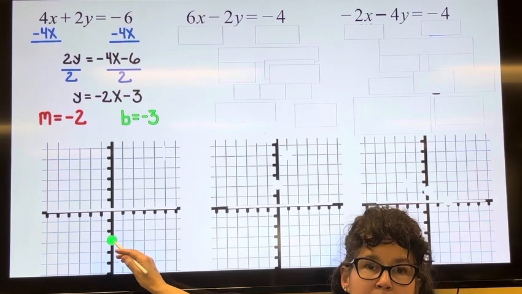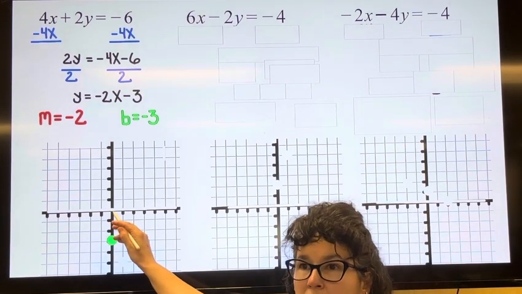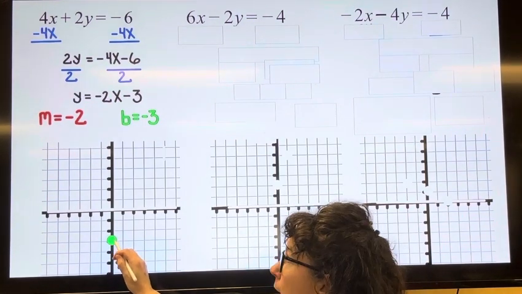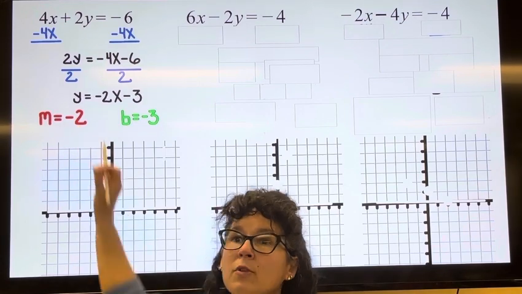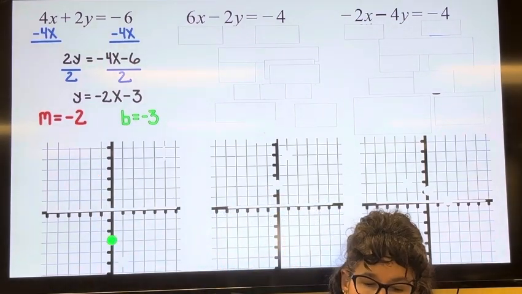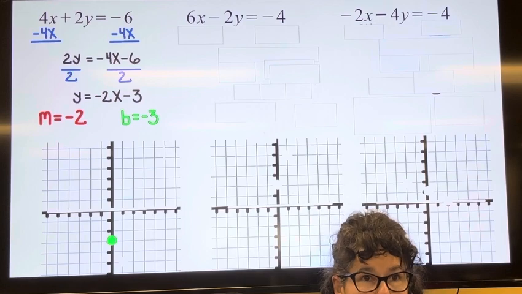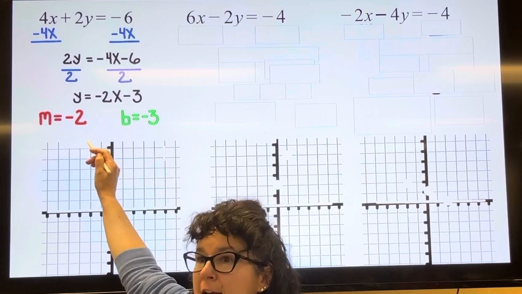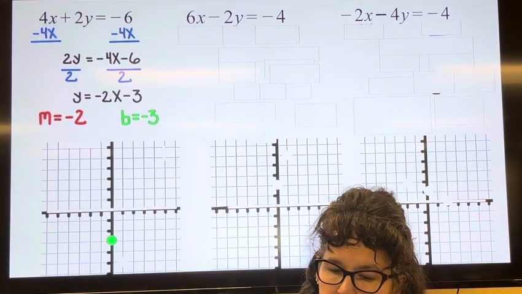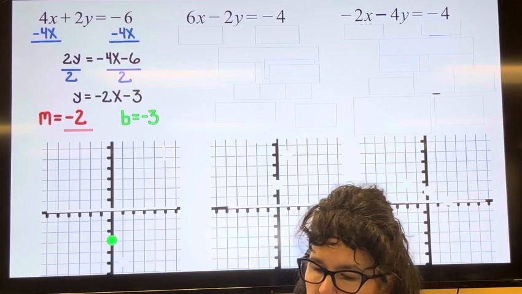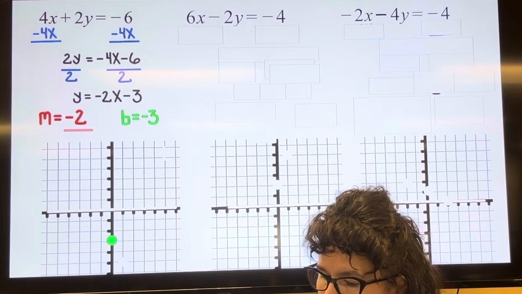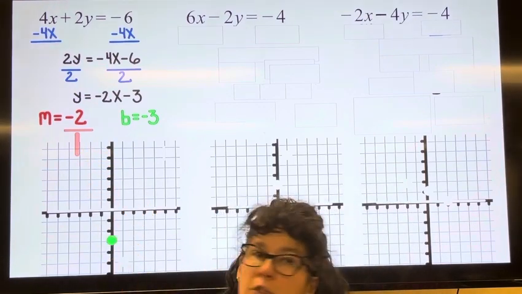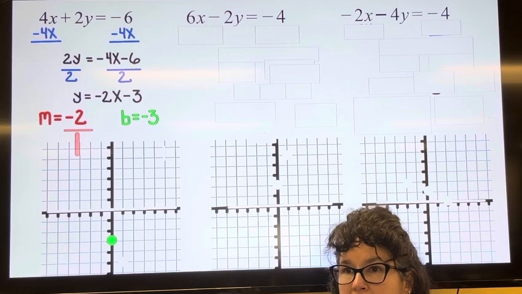Then from that spot, I don't know why students want to go back to 0, 0. That's my beginning spot at negative 3. From that spot, I'm going to use this to move. And I'm sure you've all heard slope referred to as rise over run. Every number that's not a fraction, I can put that over 1. So I'm going to put this negative 2 over 1 to make the rise and run stand out.